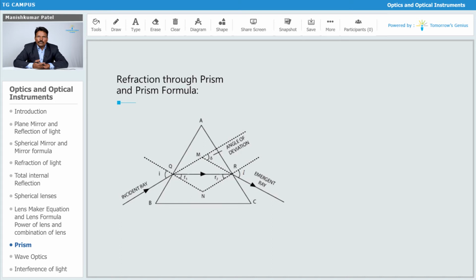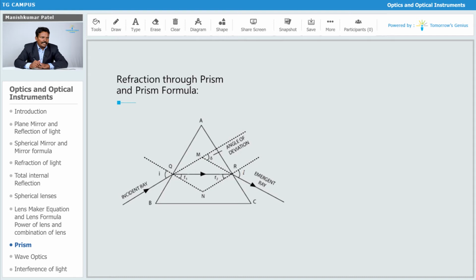And the application of the prism is just to separate white light into its colors, as you might have heard. Now let's see how the refraction through the prism occurs, and based on that we are going to derive the prism formula.